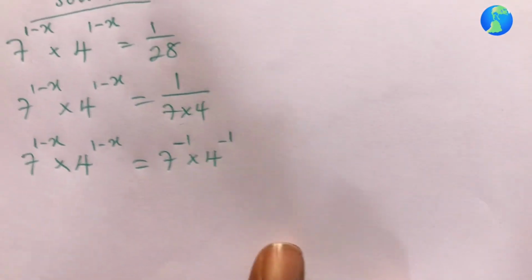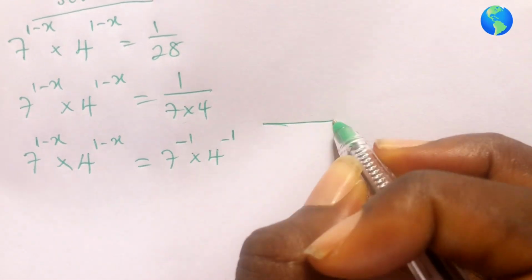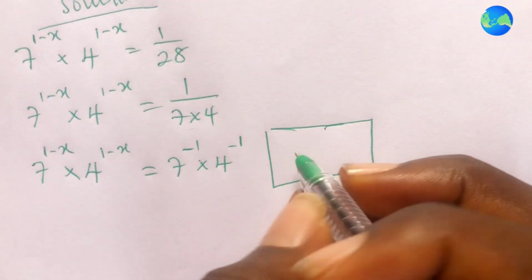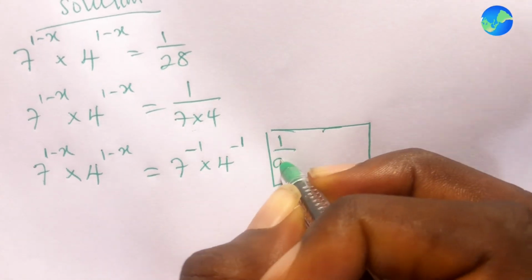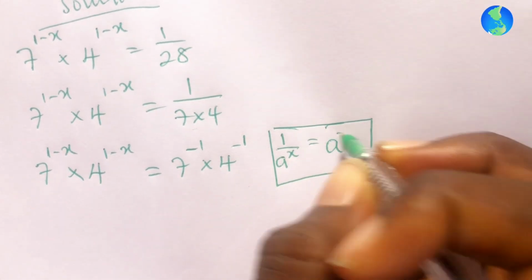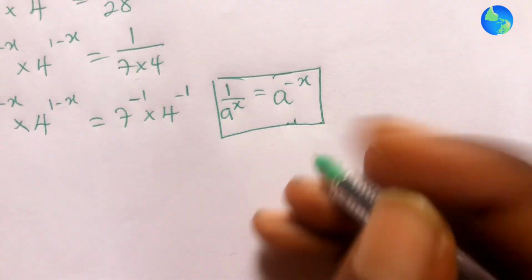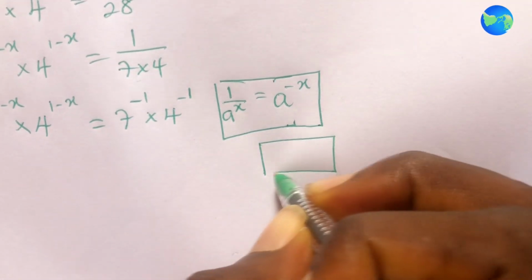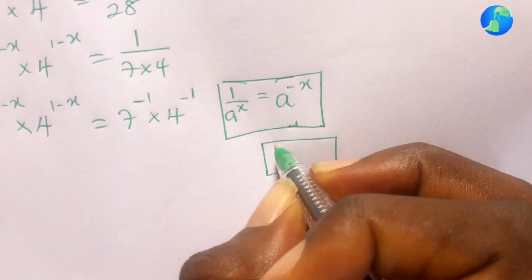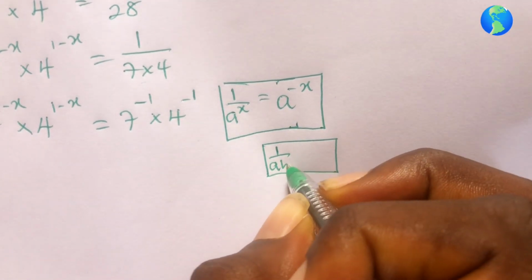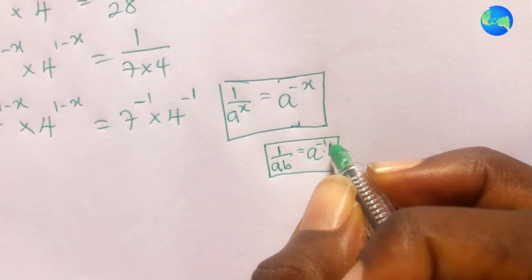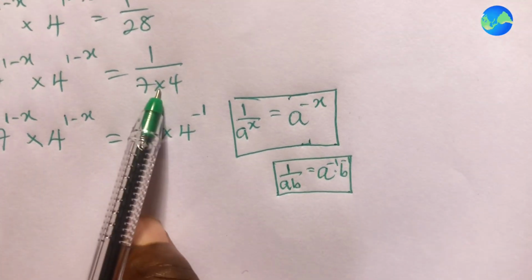minus 1? This is coming because of the indices rule. It says that if I have 1 over a power x, it is the same as saying a power minus x, right? And at the same time, one more rule I will reference is that 1 over ab is the same as saying a power minus 1 times b power minus 1. That's exactly what I did here, right?